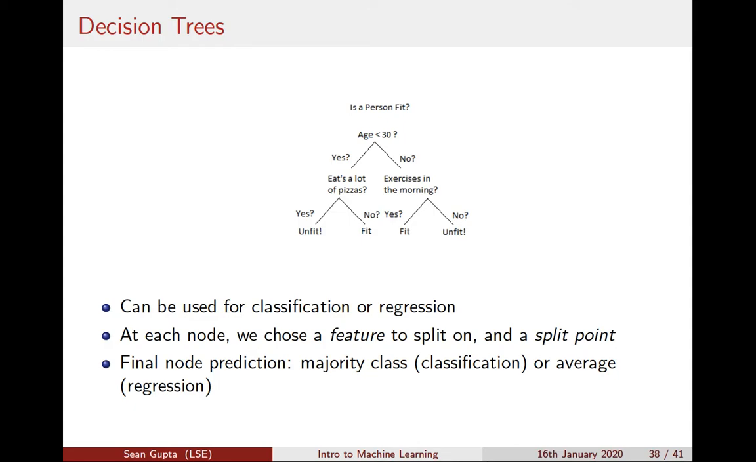We will then make a final prediction based on how many training examples are in the terminal node, or the leaf node, that we land in. So if, for example, here 10 people are unfit and 5 people are fit, we will make a prediction of being unfit. For regression, a decision tree looks very similar, except we'll look at all the data points in the final node, and we will take an average. And this will be our prediction.